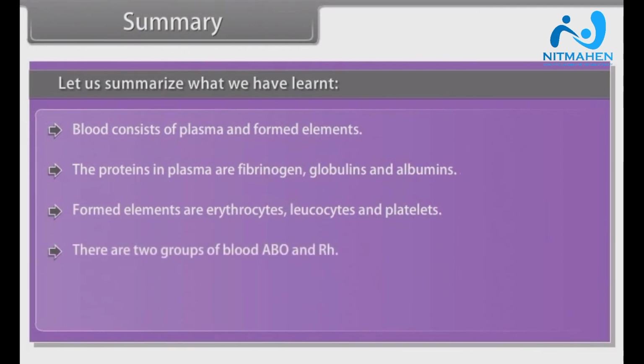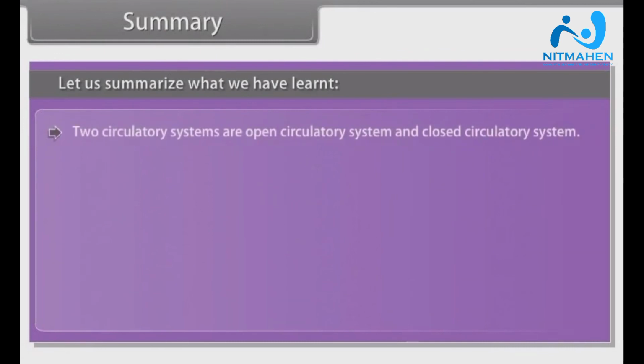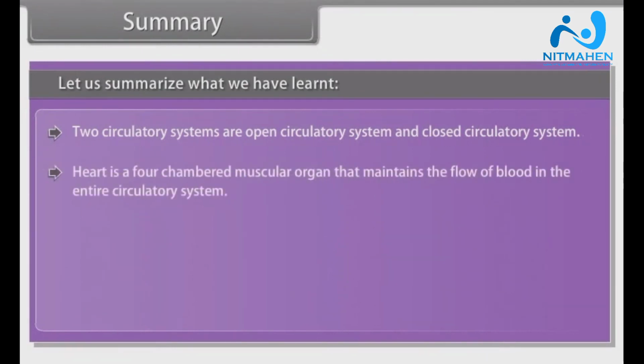There are two groups of blood, ABO and Rh. Coagulation of blood is the process of conversion of blood from liquid form into solid form. Two circulatory systems are the open circulatory system and the closed circulatory system. The heart is a four-chambered muscular organ that maintains the flow of blood in the entire circulatory system.